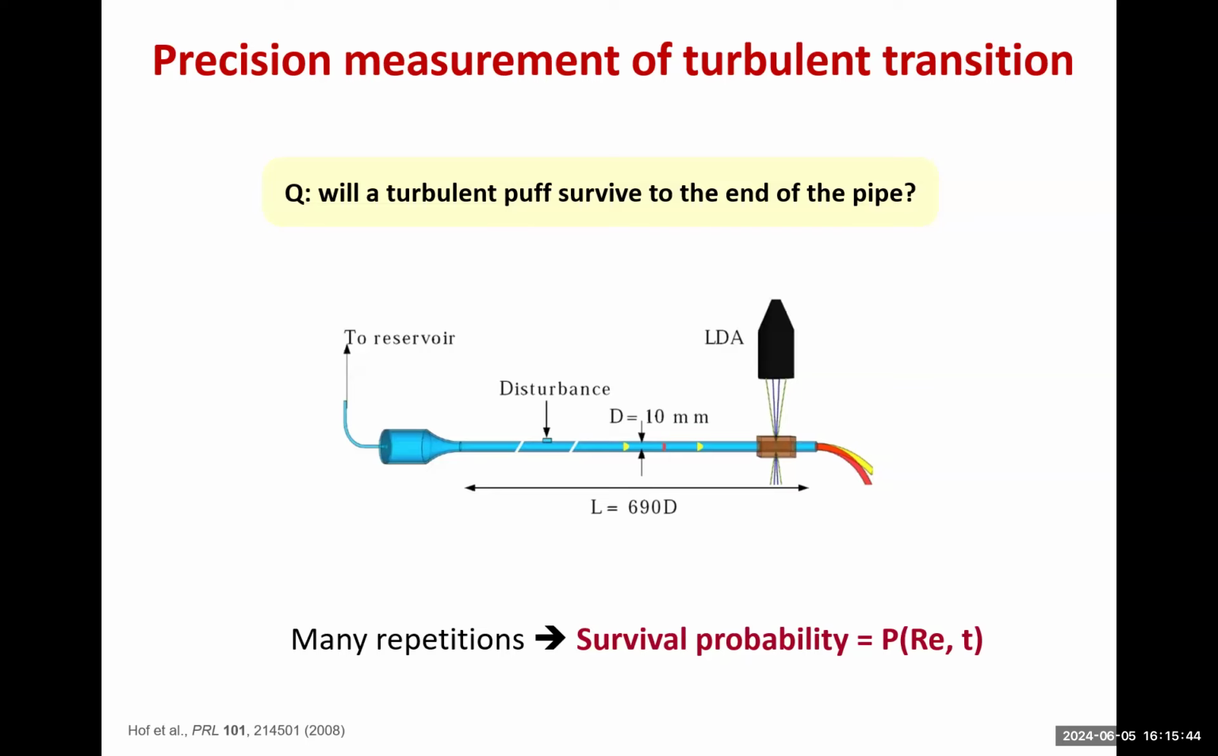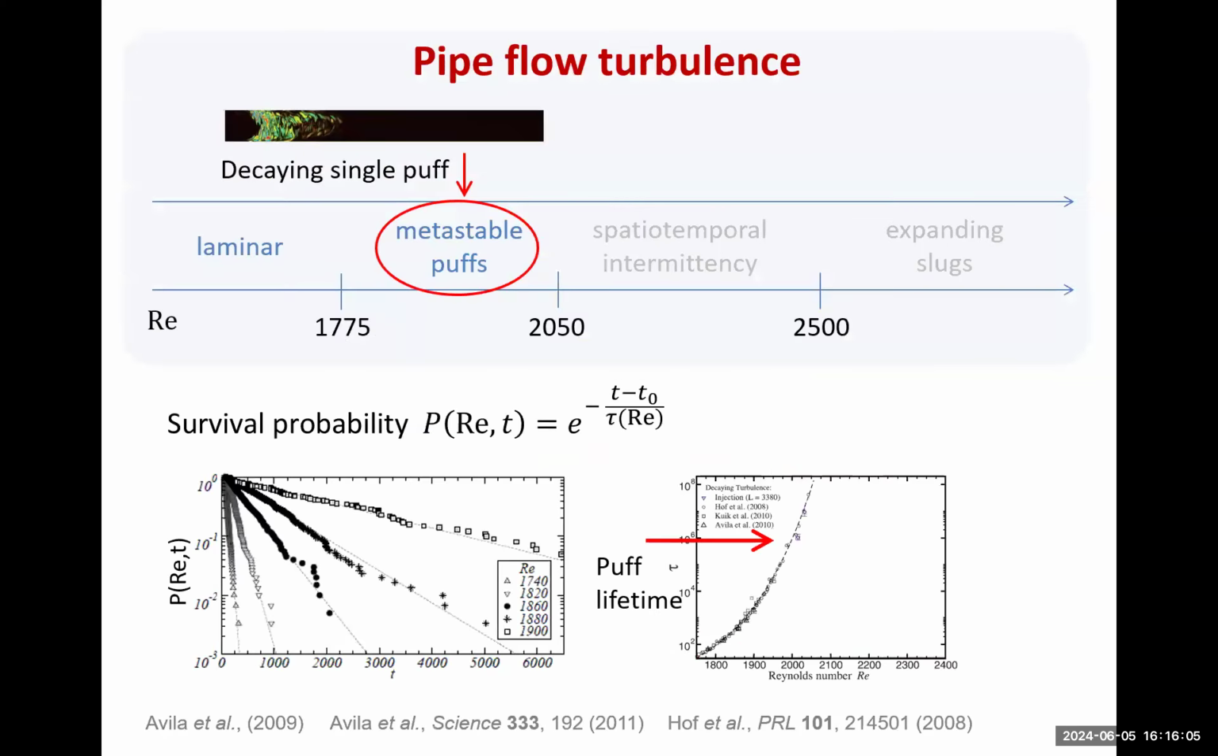It wanders down the pipe and maybe it just dies before it gets to the other end, in which case the flow comes out with the yellow. But if the turbulence still exists when it gets to the other end, and it follows the drag, it will come out in the red one. I do this many, many times, and so I can measure the survival probability of turbulence as a function of Reynolds number.